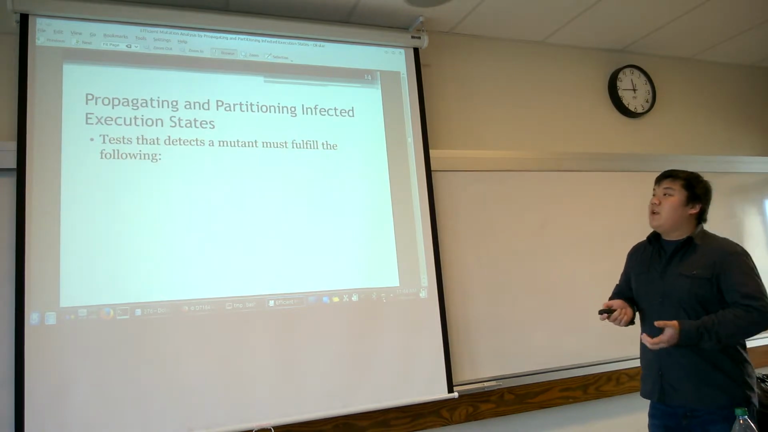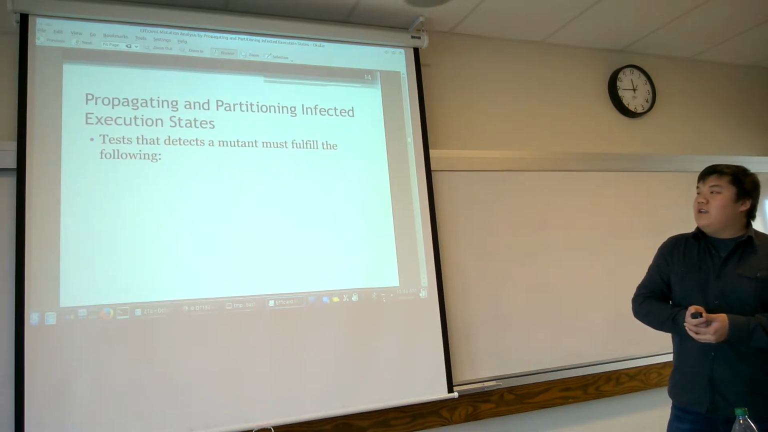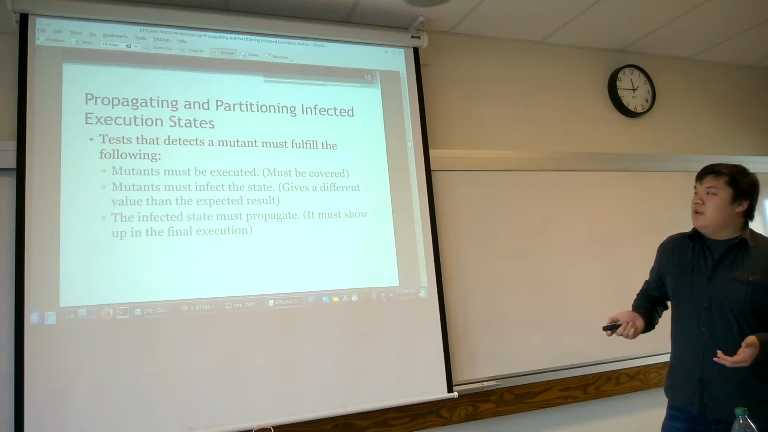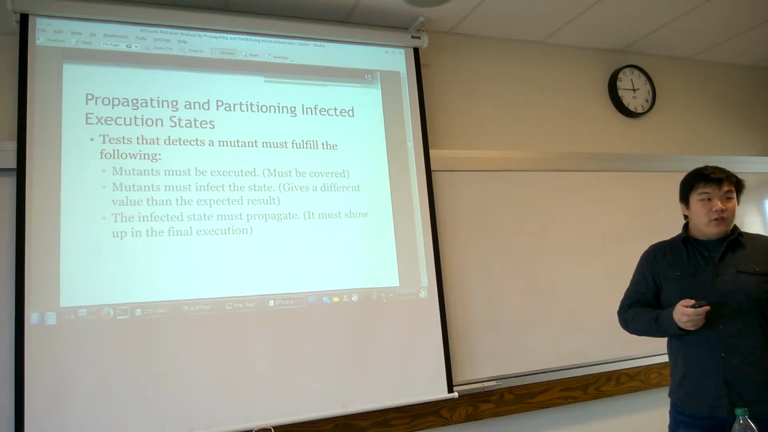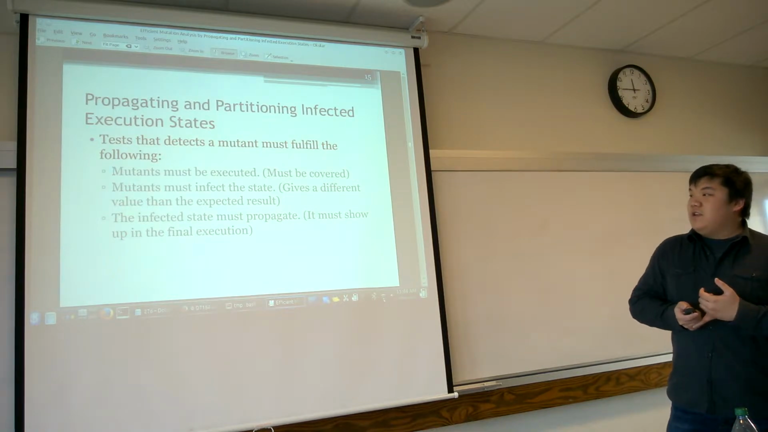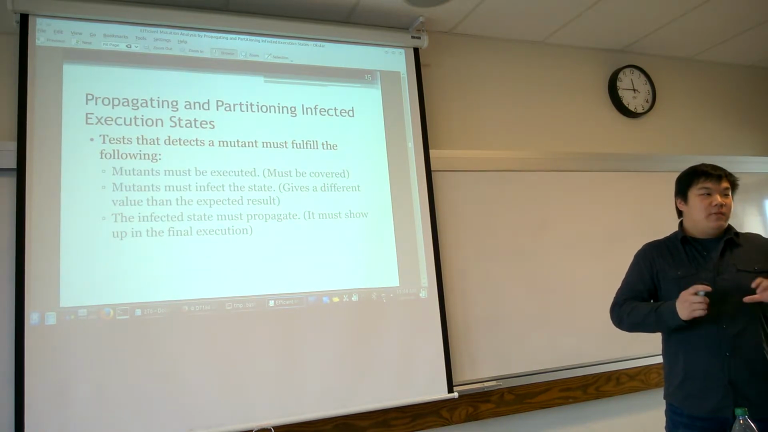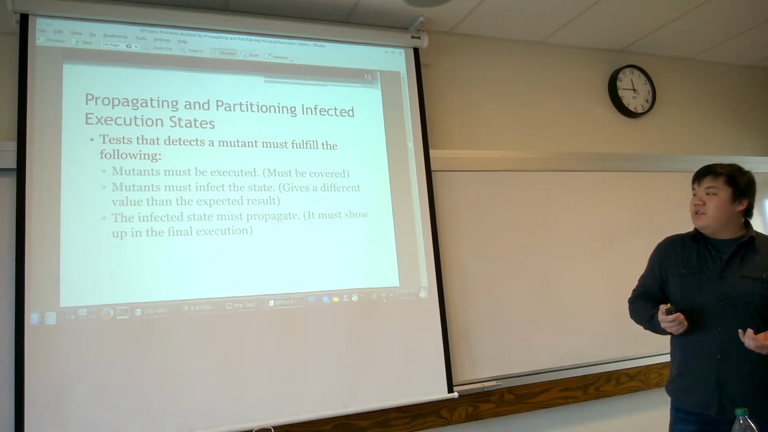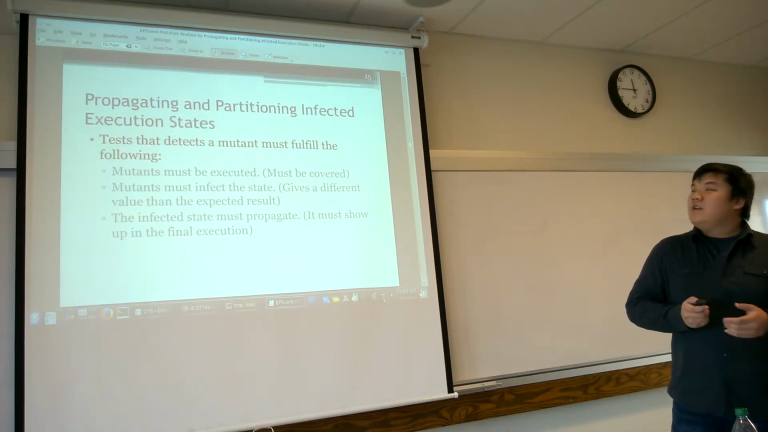So when it comes to propagating and partitioning the infected execution states, tests that detect a mutant must fulfill the following. Mutants must be executed, so they must be covered. They also must infect the state, so they have to give a different value than what you'd expect in that specific state or statement. And then the infected state must propagate, so it must show up in our final execution so that we know that there's actually a difference in what we did.